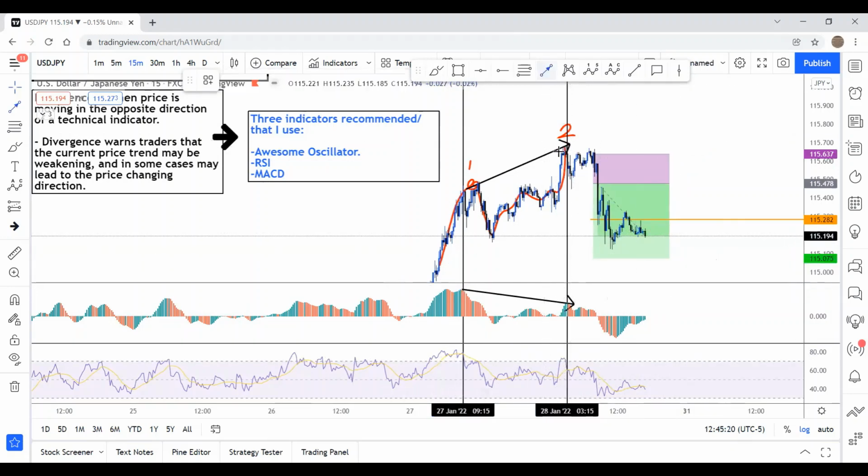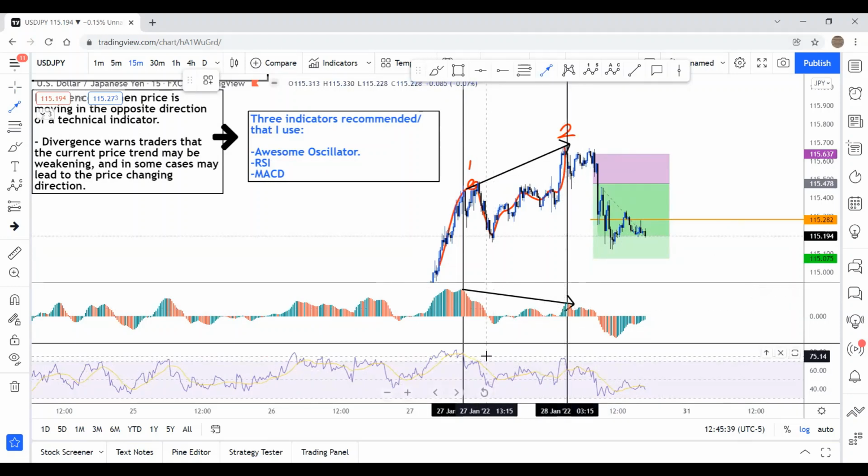And that was the awesome oscillator. I love using it for divergence. In my opinion, it's a little cleaner, but use whatever indicator that's clearer to you, that you understand better, that makes more sense to you.